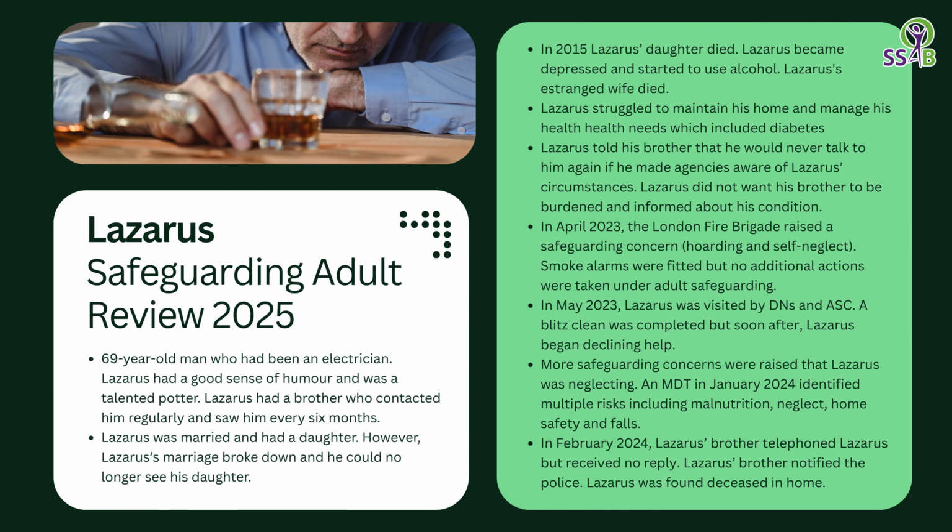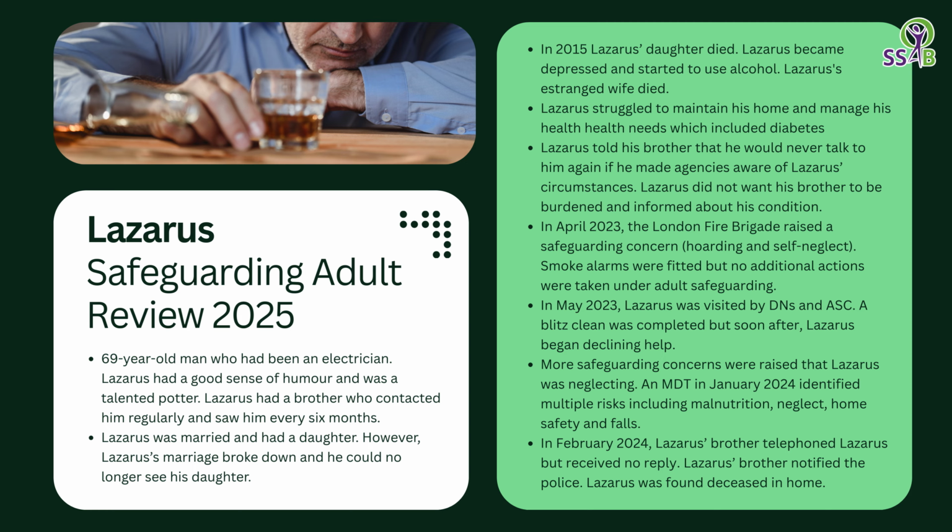Now, I'm going to talk to you about a man named Lazarus and the Sutton Safeguarding Adult Review, which was published in 2025. Lazarus was a 69-year-old man who had worked as an electrician. Lazarus was described as having a really good sense of humour, and he was also a very talented potter. And Lazarus had a brother who contacted him regularly and saw him every 6 months. Lazarus was married and had a daughter.